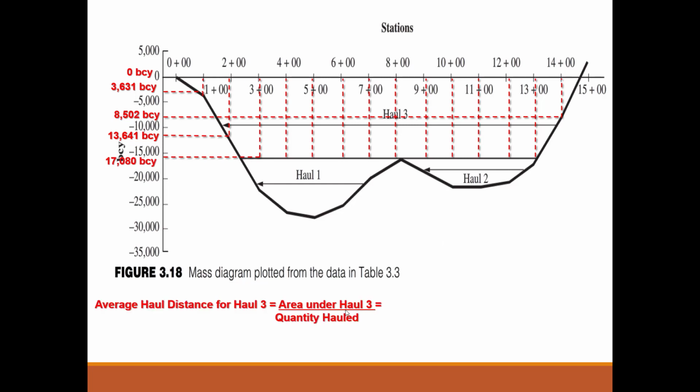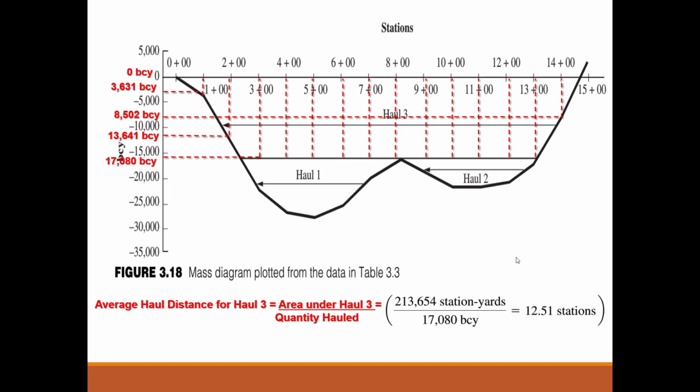So area under haul 3 divided by quantity hauled. So what is the quantity hauled? We just mentioned it from the previous slide. Haul 3 extends from the primary baseline all the way till here, which was identified as 17,080. So this 213,654 is really the sum of all these red numbers you see with 17,080 multiplied by the number of stations. This gives you an average haul distance of 12.51 stations.